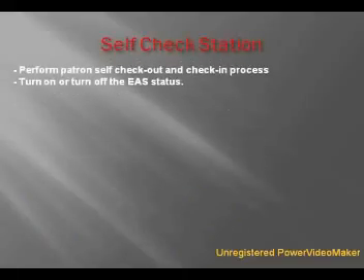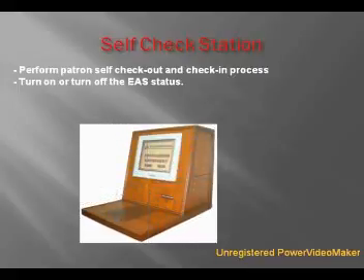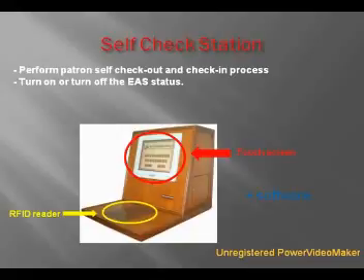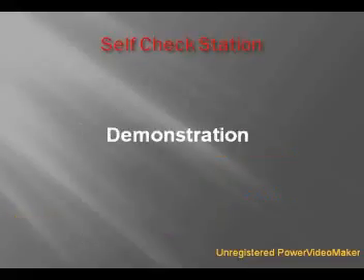The self-check station is used to perform patron self-checkout and check-in processes and to turn on or turn off the EAS status. The patron self-checkout station is basically a computer with a touch screen and built-in RFID special software for personal identification, book and other media handling and circulation. Let's watch a demo.